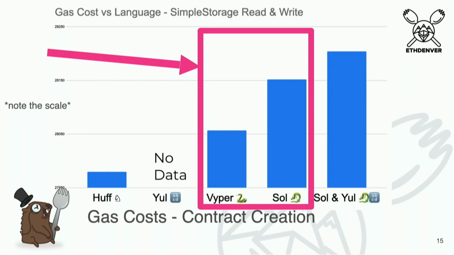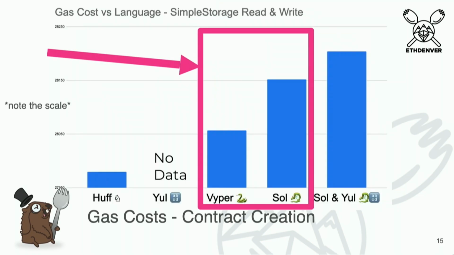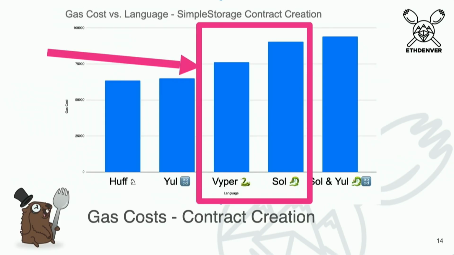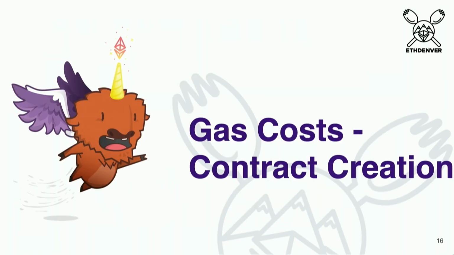When I first did this, I did some comparisons, some benchmarks to Huff, Yul, Solidity, and some other stuff as well. That's why you see other stuff, but we will not be talking about those today. So let's explore this. Why does this bar graph exist? How is this possible? Let's talk about gas costs when it comes to contract creation.